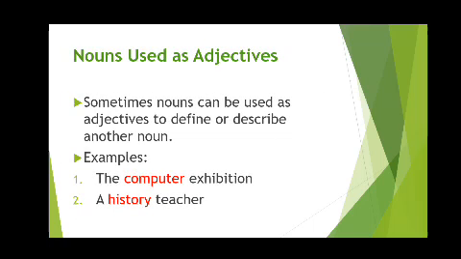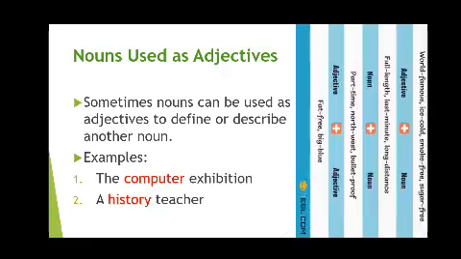Then we have the last slide related to the types, that is nouns used as adjectives. Sometimes nouns can be used as adjectives to define or describe another noun. For example, the computer exhibition. Exhibition is a noun, but computer is also a noun. But here, when you look at the computer exhibition in togetherness, the computer is qualifying the noun exhibition. So here this noun also becomes an adjective. So we call it a noun used as an adjective. A history teacher, an English teacher.